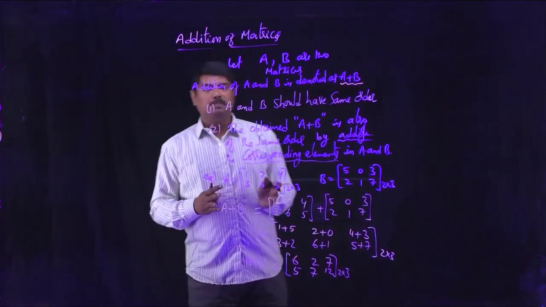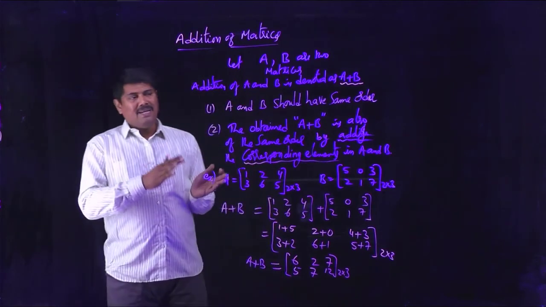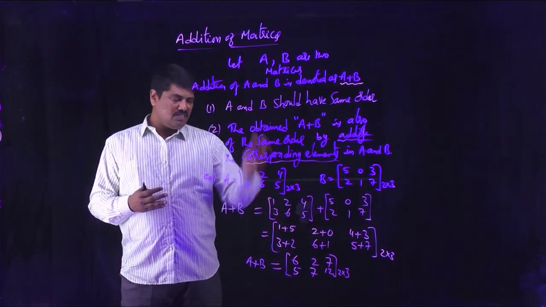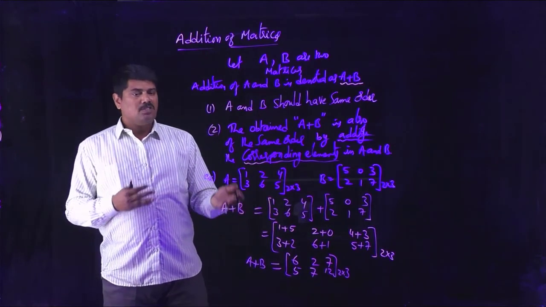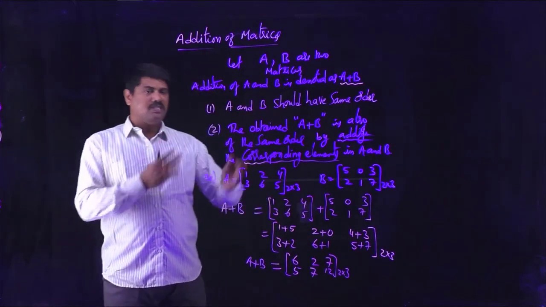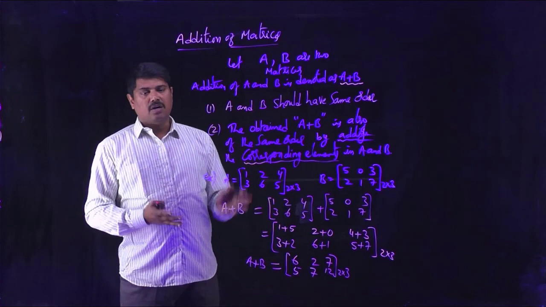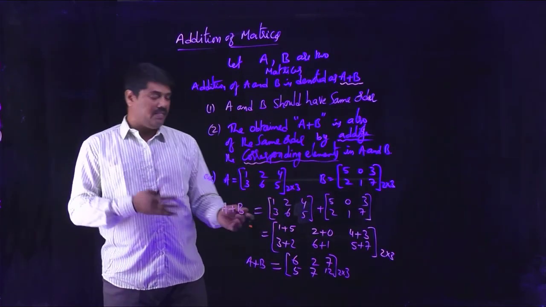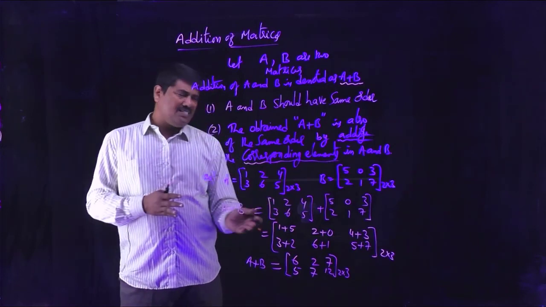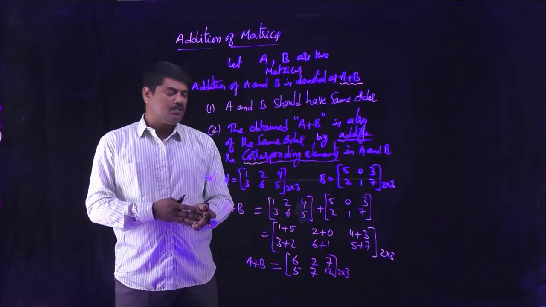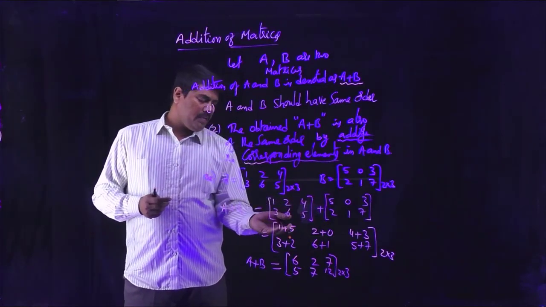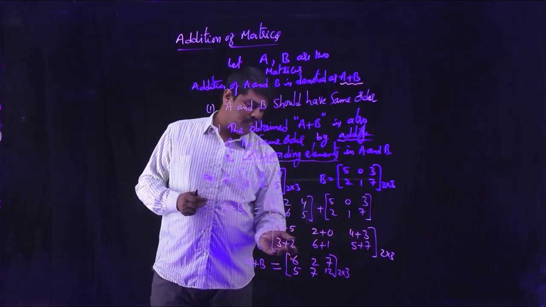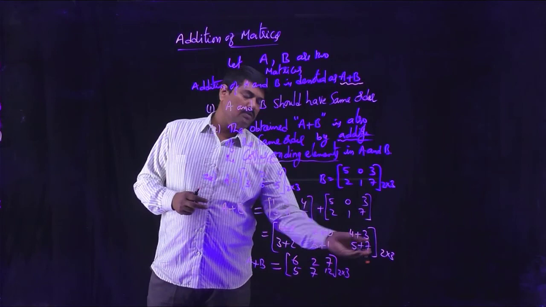If addition is possible, you can implement it with subtraction also. Minus also, in the same manner you can do minus. So for A minus B also the rules are the same. Their orders will be the same. The process will be the same, so that you will get minus here. So for a similar example, if you want to do A minus B, it is the difference of the corresponding elements: 1 minus 5, 2 minus 0, 4 minus 3, 3 minus 2, 6 minus 5, 5 minus 7.